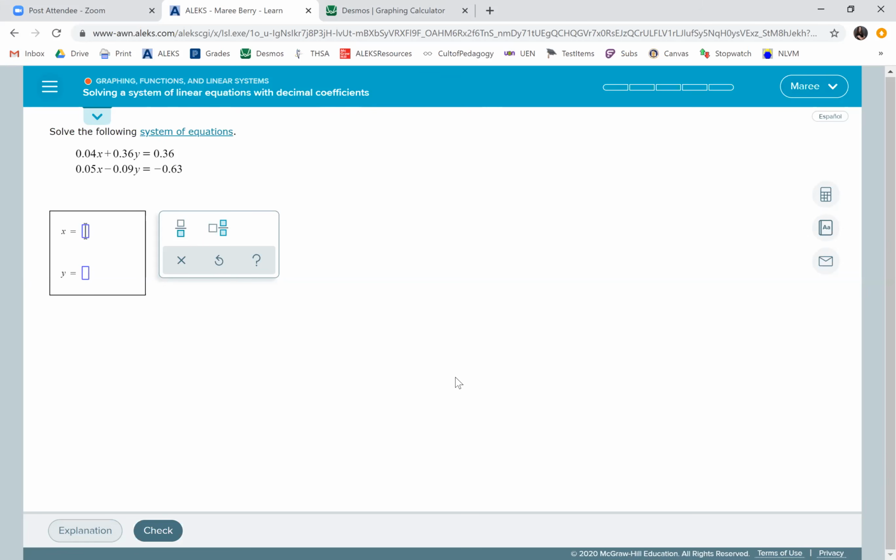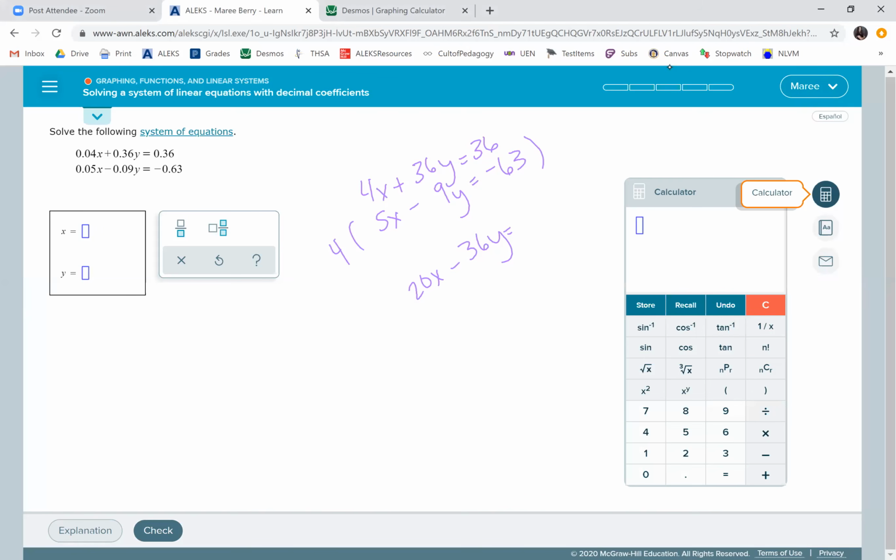So on this one, I'm just going to eliminate all of the decimals by timesing everything by 100. I'm going to times the second equation by 4. So I'm going to get 20x minus 36y equals, what's 4 times -63? -252. Then I'm going to add the first equation with this new one.